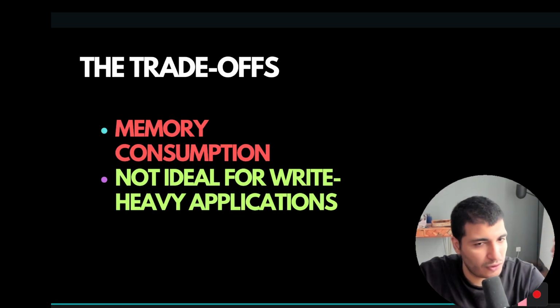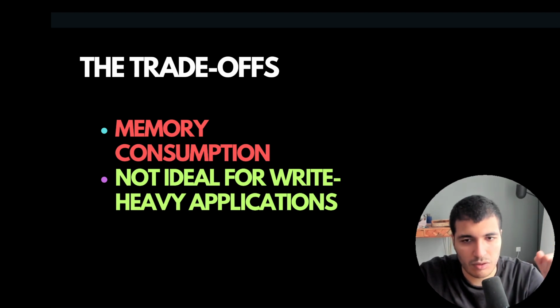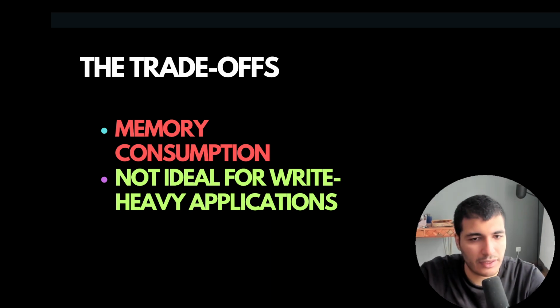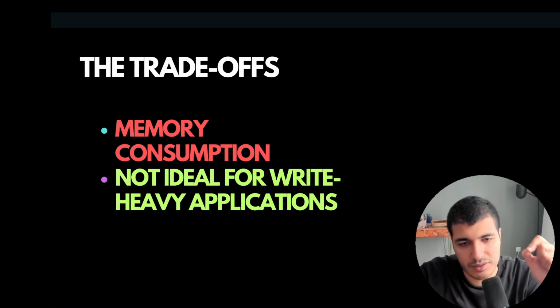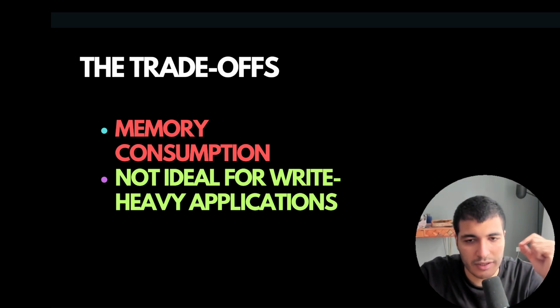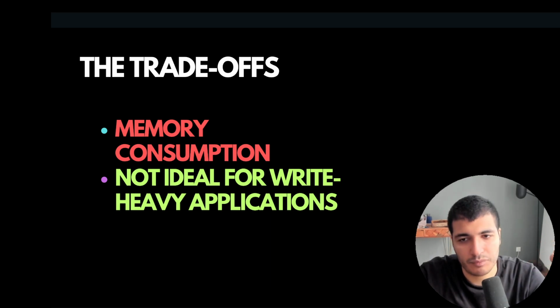So we want to talk about the trade-offs. Beyond stale data, there are other considerations with caching. For example, memory consumption. Caching requires additional memory, RAM, to store the cached data. At scale, this can become quite expensive, as RAM is generally more costly than disk storage. Number two, it's not ideal for write-heavy applications. Since caching primarily optimizes read performance, it doesn't provide as much benefit for applications with write-heavy workloads, where the focus is on quickly and reliably storing new data.